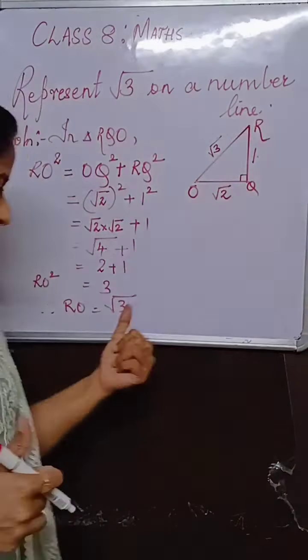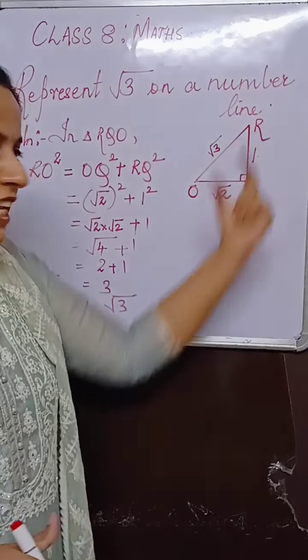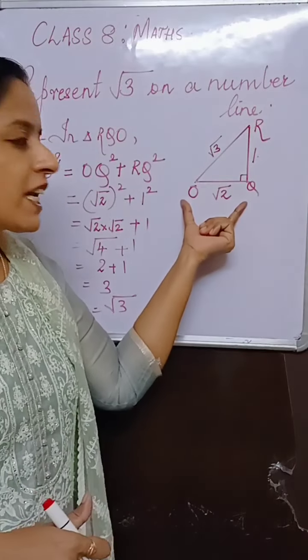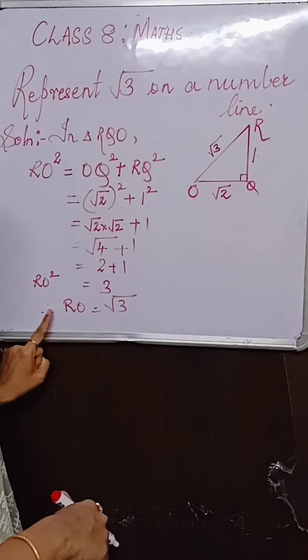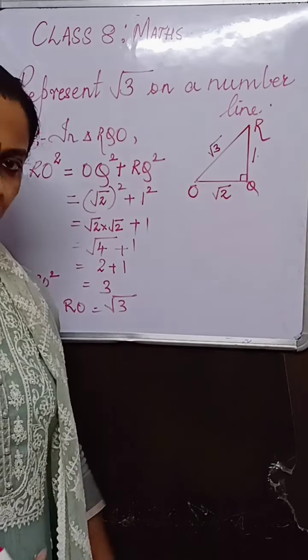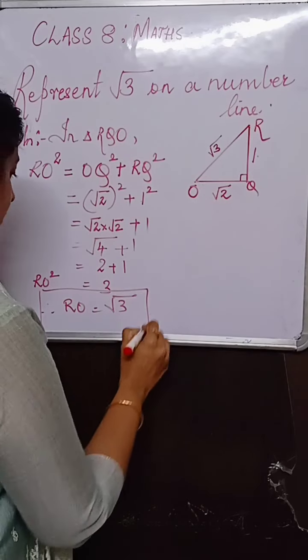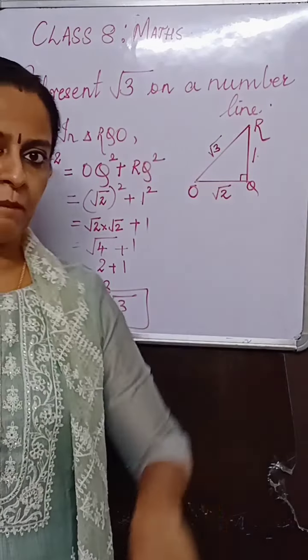Success? So we are getting root 3. So our selection of sides was correct. Base you will take as root 2 and height you will take as 1 unit. Then we will get the hypotenuse as root 3. Highlight this. Now we will represent this on number line.